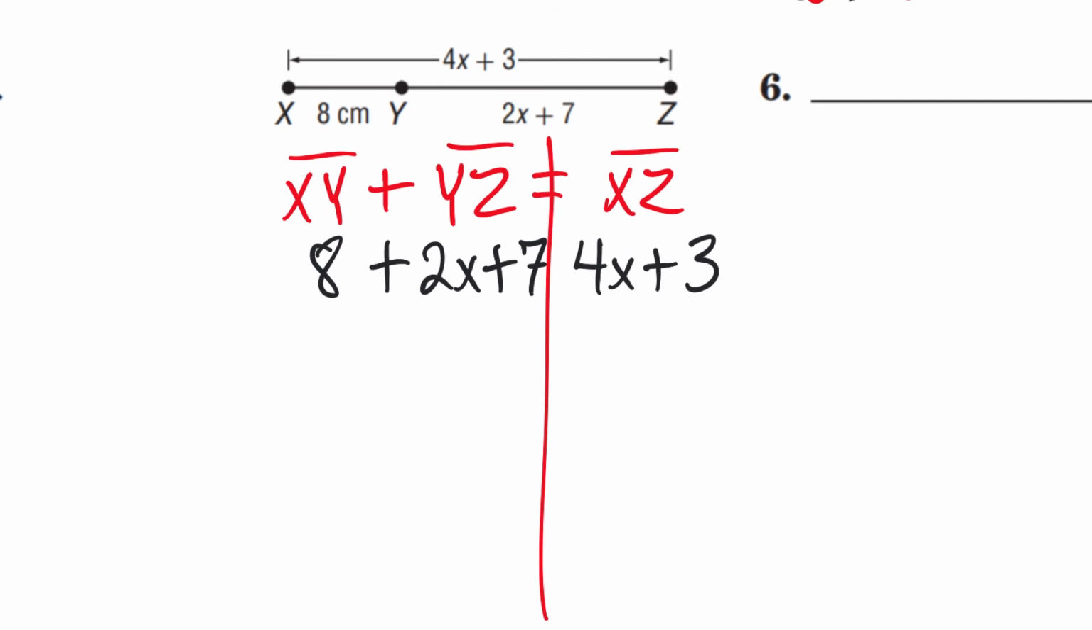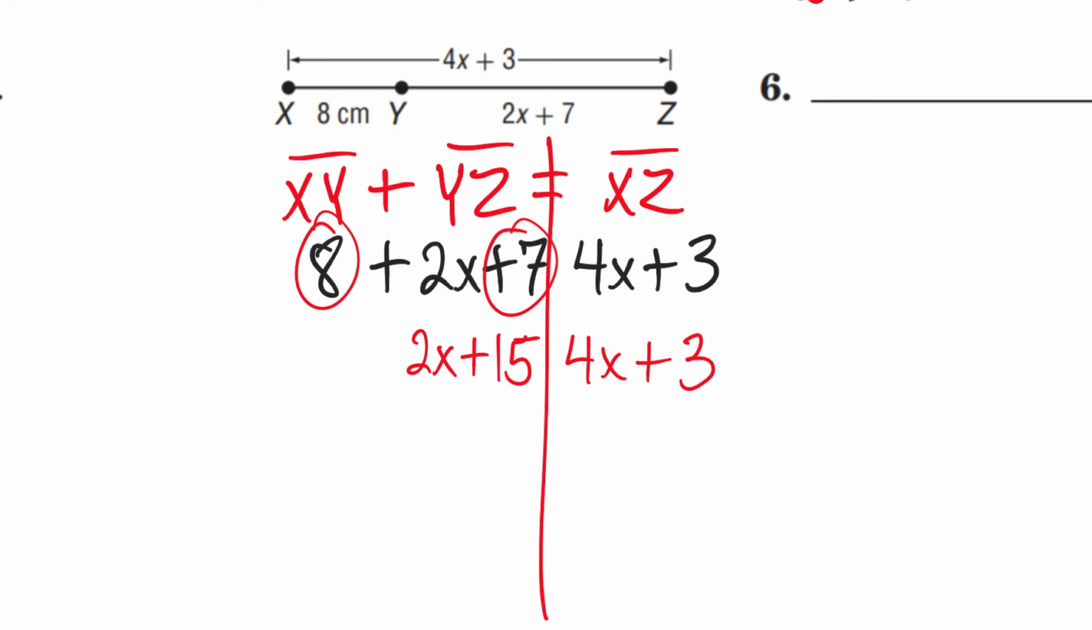Okay. So the first thing I need to do is combine like terms on the same side. So on the left-hand side, I have an 8 and a 7. Those are just numbers without x's. So what is 8 plus 7? 15. So I have 2x and a 15 over here. Nothing changed that 2x, so I'm just bringing it down. And then the 8 plus 7 gives me the 15. And then over here on the right-hand side, there's nothing really to combine, so I'm just going to bring that down.